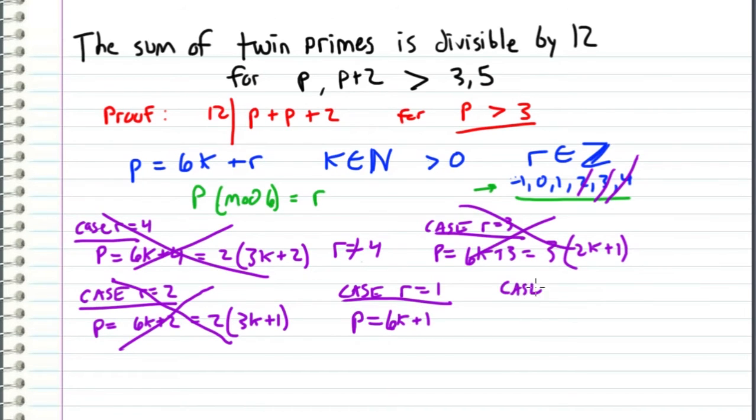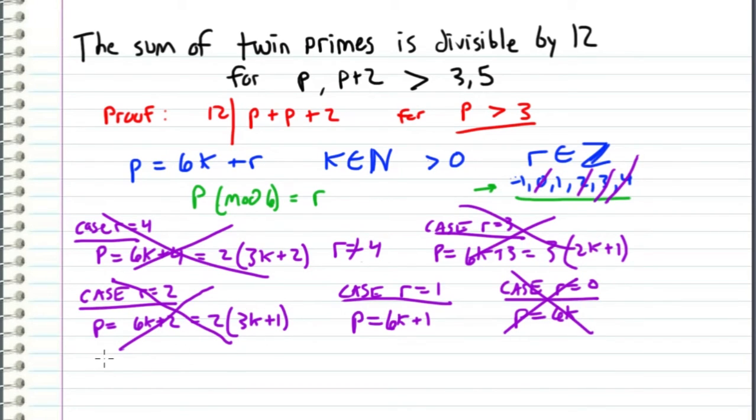Now let's check when r is equal to 0. So we have p is equal to 6k, where this suggests that 6 divides p, which is a contradiction to the idea of a prime. So we can eliminate that case.